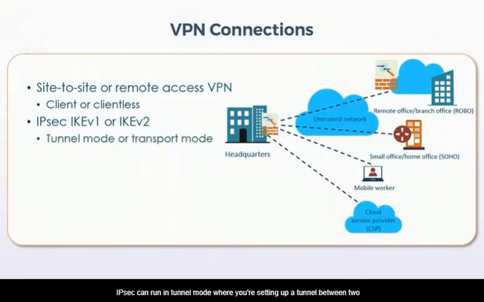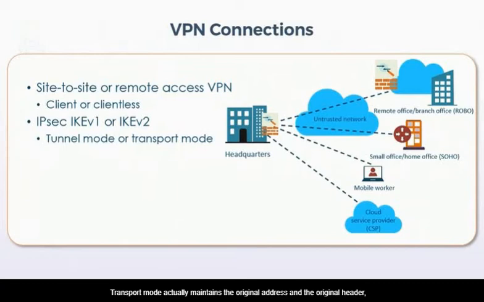IPsec can run in tunnel mode, where you're setting up a tunnel between two devices, or if it's a cloud provider site-to-site VPN, there's a tunnel, or usually two tunnels for high availability, two logical tunnels to a virtual private gateway at the cloud provider and your customer device at your headquarters or your branch office. With tunnel mode, there'll be an additional header on the outside that will have the public IP address of the device at your headquarters, and a public IP address of the gateway at the cloud provider, an address that they'll provide.